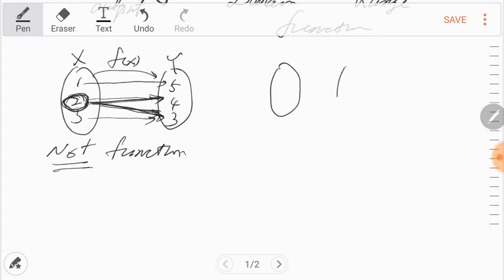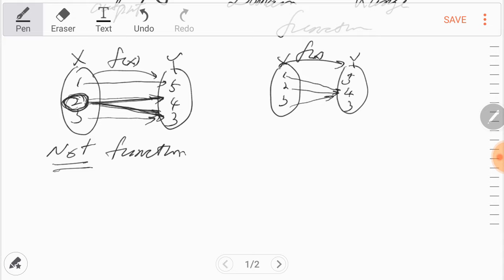How about this? Set domain, this is the range. We will have similar information. The relation is f of x. From x to y. Okay, let's say 1 goes to 4, 2 goes to 4, 3 goes to 4. Is this a function?